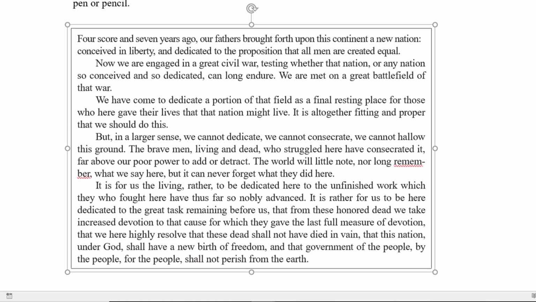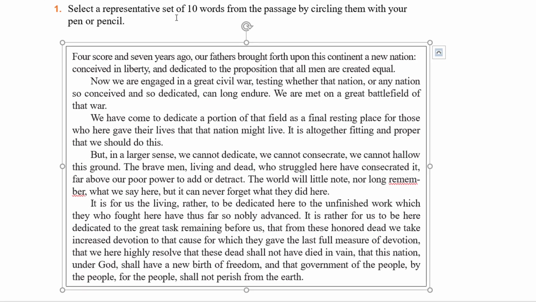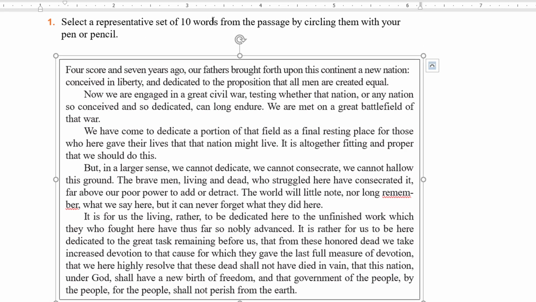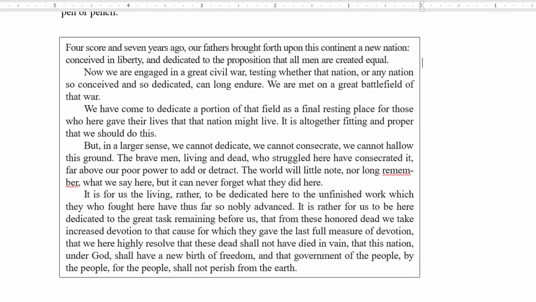What it asks us to do in Problem 1 reads as follows. It says, select a representative set of 10 words from the passage by circling them with your pen or pencil. So with your own pen or pencil, as I go through this, I would like you to go ahead and circle your own representative set of 10 words. Just pick 10 words from this speech. Just pick them on your own. And I'm going to do the same thing. I'm going to circle 10 words of my own. Okay, so those are the 10 words I picked. Again, you picked 10 words of your own.